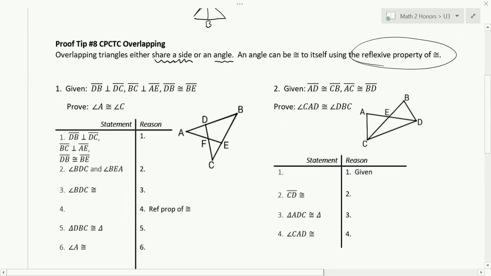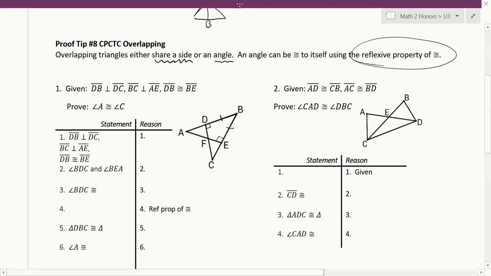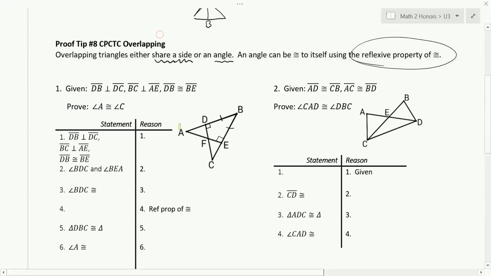So in this picture here on number 1, we have DB is congruent to DC. So there is your right angle. We have BC is congruent to AE. We have, did I say congruent or perpendicular? I meant perpendicular. We have DB is congruent to BE. And we want to prove that angle A is congruent to angle C.